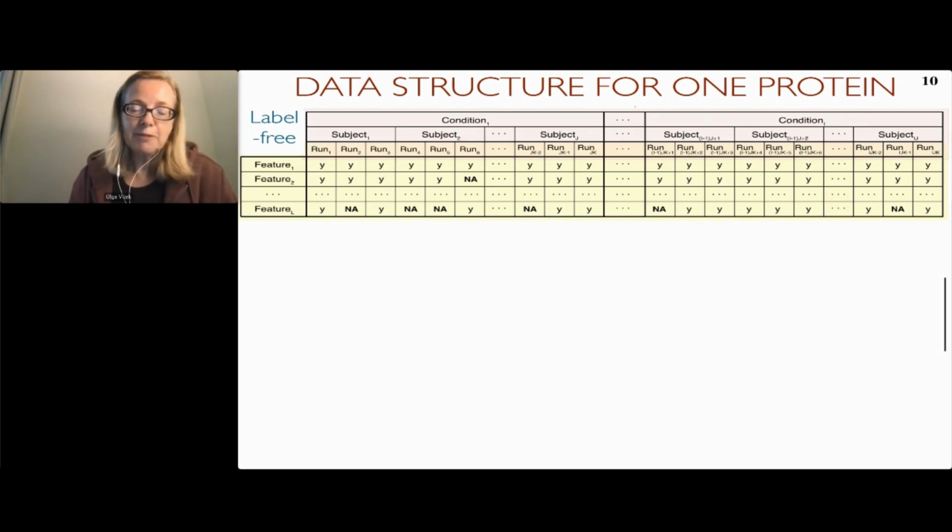And so in MSstats, when we work with label-free experiments, we split the analysis into two steps. First, we ignore the pink part of the table. We only summarize the yellow part into one number per protein per run. And then we focus on the pink part to model the experimental design appropriately.